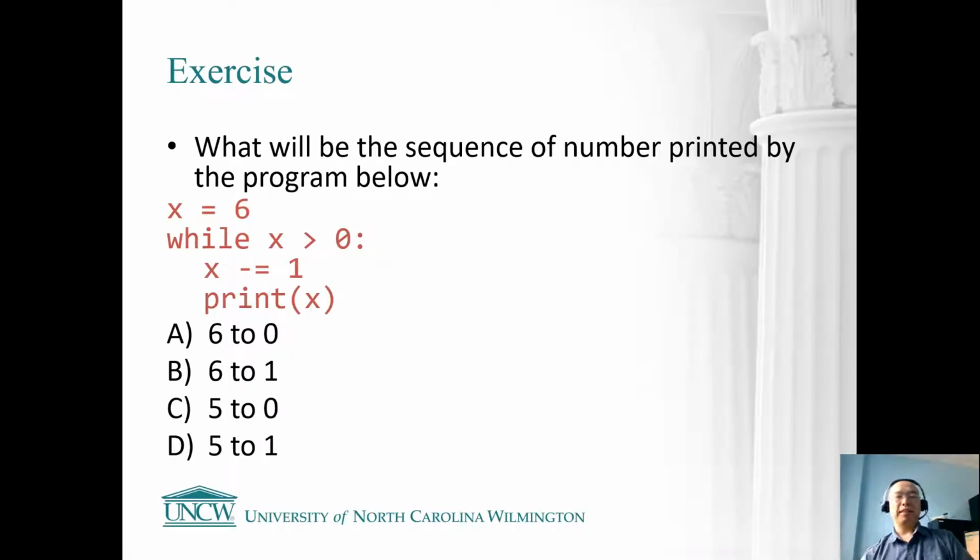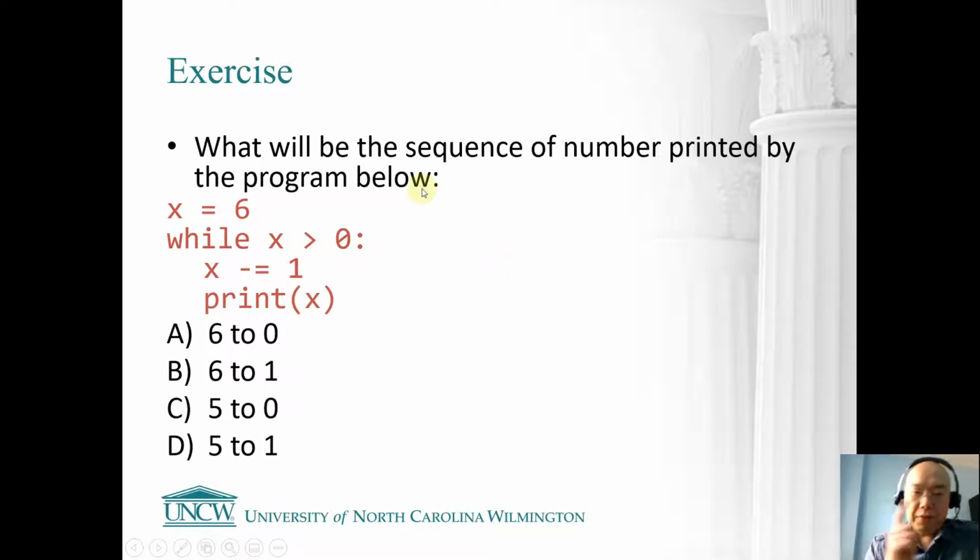What will be the sequence of numbers printed by the program below? Take a look at this code. Let's try to run this code together in our minds. We initialize x to be 6 at the very beginning, and as long as x is still greater than 0, we do x minus equals 1, so we decrease the x value by 1, and we print the value of x.